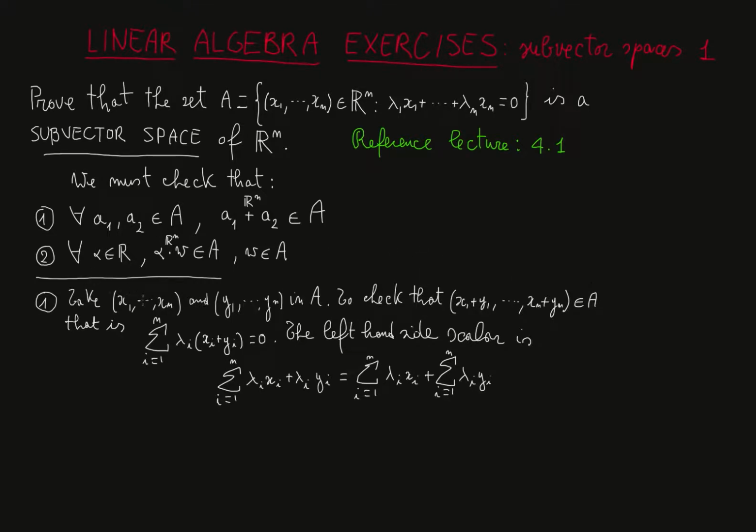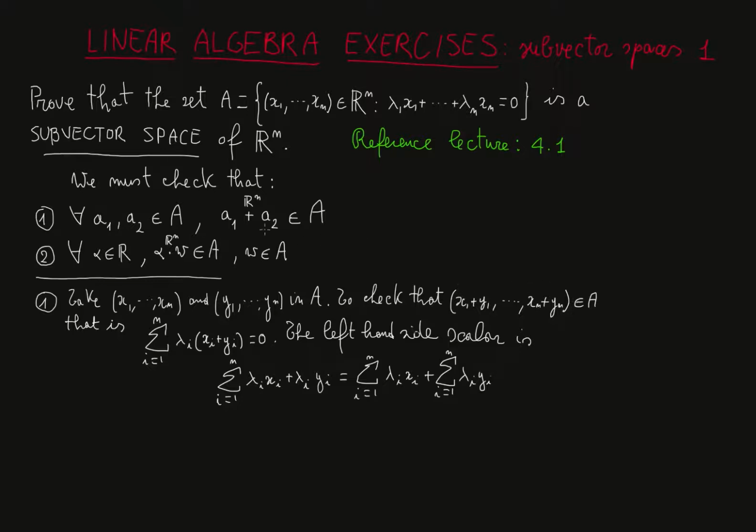For property 1 we take a couple of generic elements in A. Since elements in A are vectors in Rn, they are n-tuples of real numbers, x1 through xn and y1 through yn. What we have to check is the following: we take the sum of these two vectors in Rn, which is the vector with coordinates x1 plus y1, and so on, xn plus yn. Here we are using the definition of sum inside the big vector space Rn.